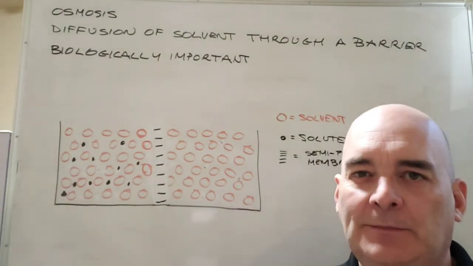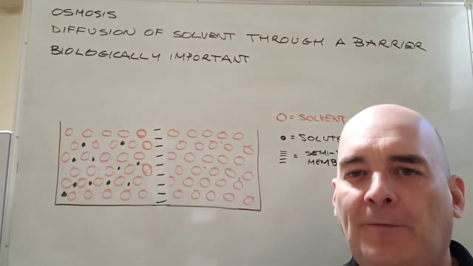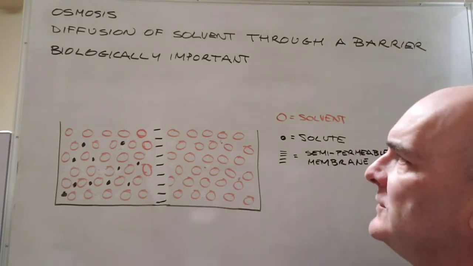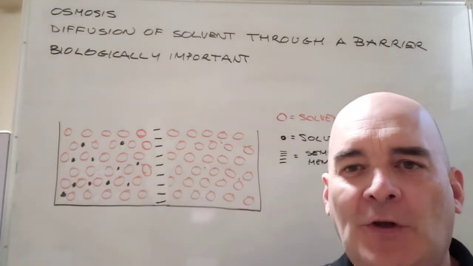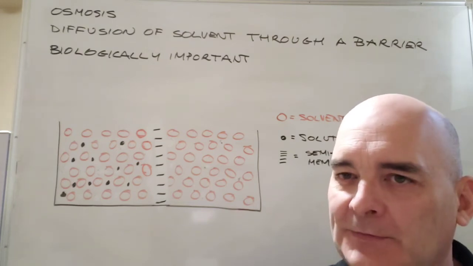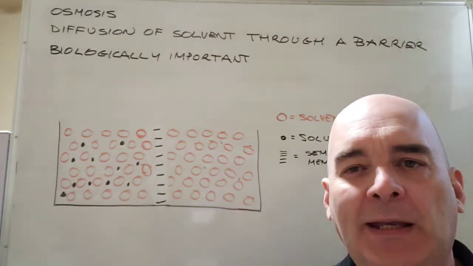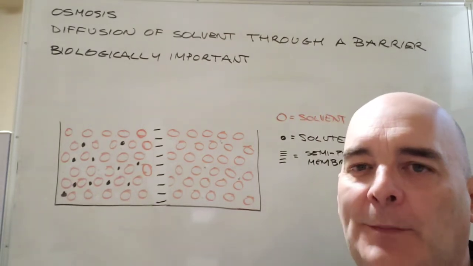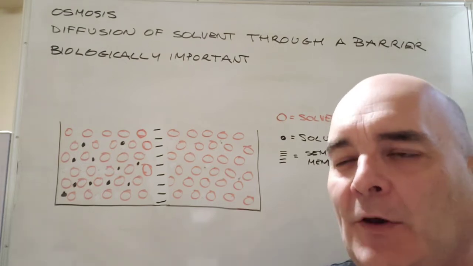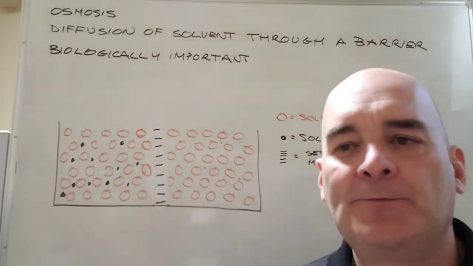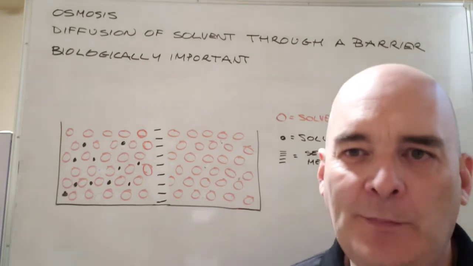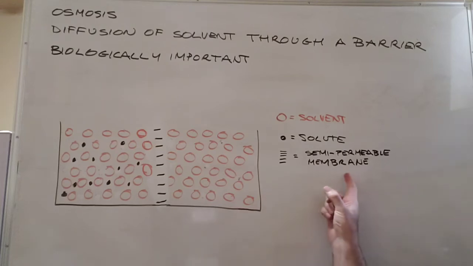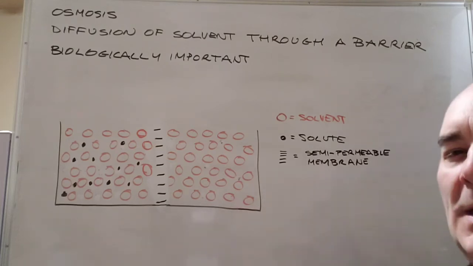Osmosis is a type of diffusion, but there are fundamental important differences. Osmosis is diffusion of the solvent, not the solute, the solvent. And instead of just being allowed to move, it's going to pass through a barrier. This is biologically important because the barrier in biology is the cell membrane. We're going to call this partition a semi-permeable membrane.